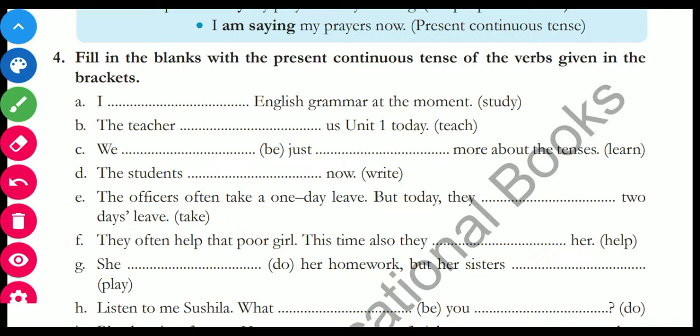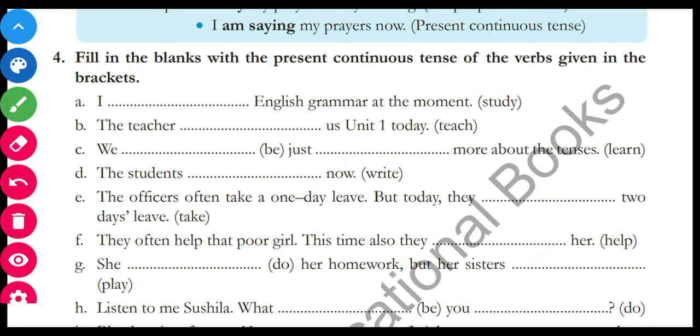So now over here we have I dash English grammar at the moment. So I के साथ क्या लगता है हमेशा? Am. So I am, verb in its ing form, read, reading. I am studying English grammar at the moment. Okay, this is how the rule works. Next, the teacher dash as unit 1 today. Teach. So we have the teacher, that is singular.